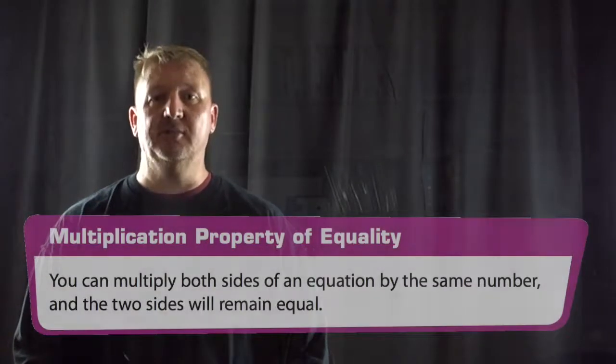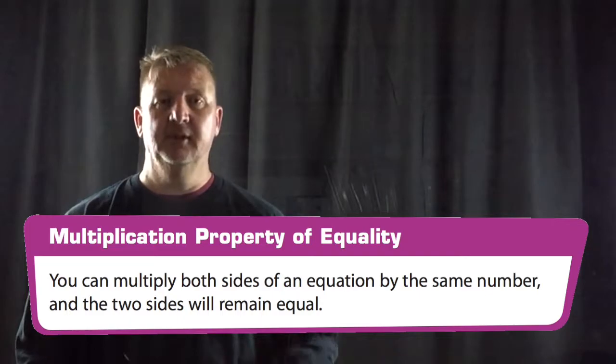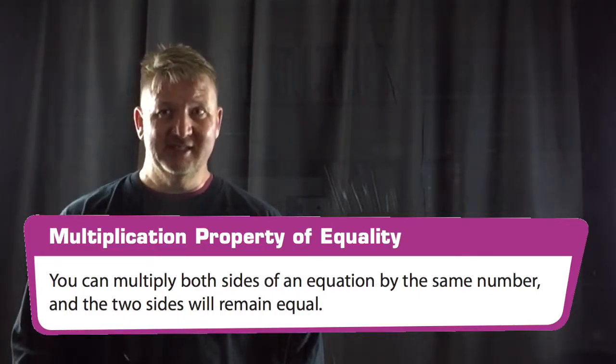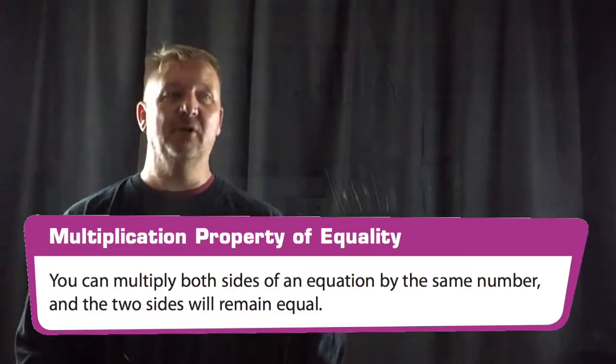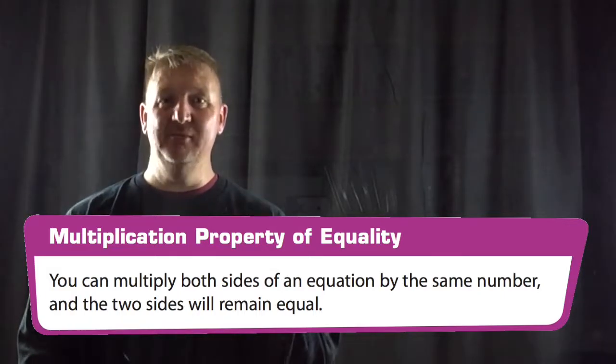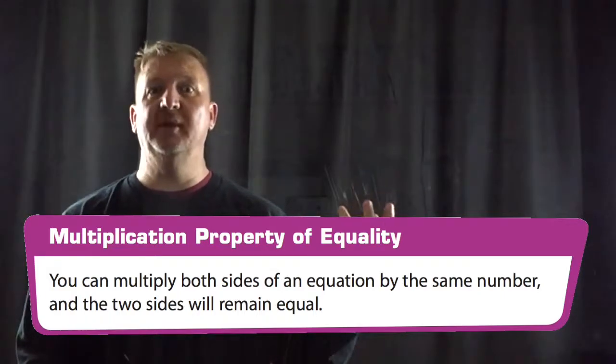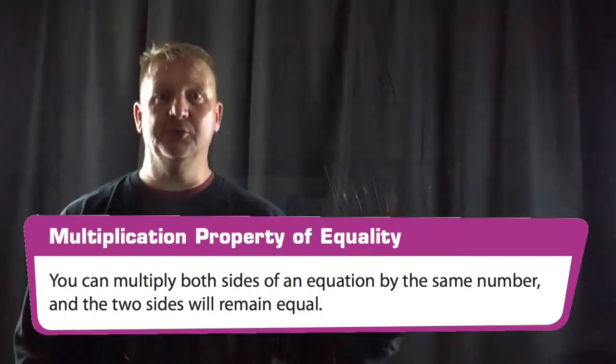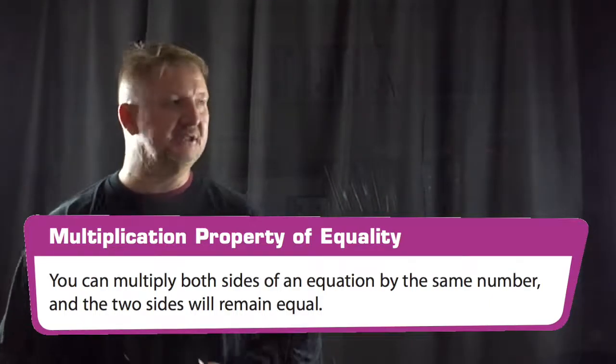Okay, boys and girls, today we're going to be talking about division equations, okay? But before we can talk about division equations, we have to talk about the rule of multiplication. The rule of multiplication says that if I multiply both sides of an equation by the same number, the equation will remain balanced. Both sides will remain equal to each other, okay? Let me show you an example.